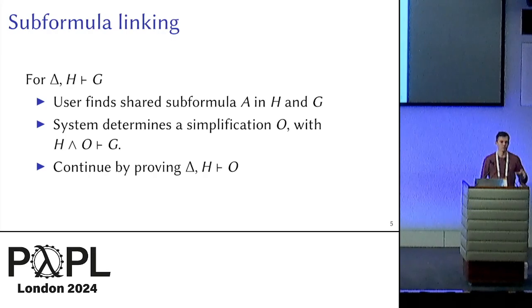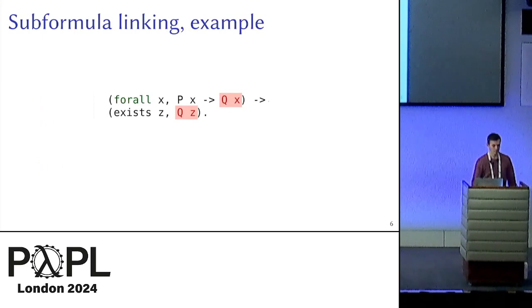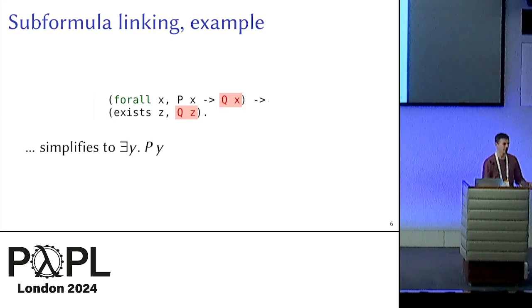After you point this out, the user or the system will automatically determine a simplification O, for which it holds that together with your hypothesis, this implies your goal G. And then you will continue by proving this O, which is hopefully easier. So specifically on the example I showed you before, after pointing out and noticing, hey, there are these two Qs here, the system will say, okay, it's enough to prove there exists a Y, P y. This will match up with the thing you had before.